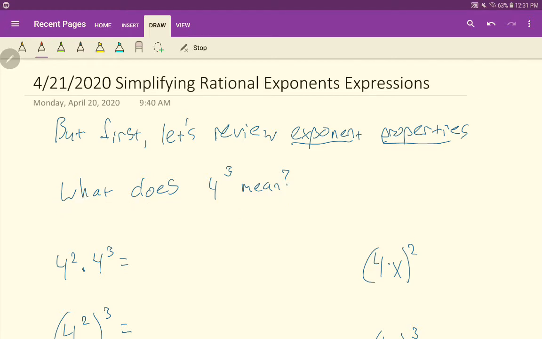Okay, so hopefully you did pause the video there. 4 to the third, remember that exponent tells you how many times to multiply the base. The big number is called the base, and this is called the exponent. The exponent tells you how many times to multiply that base by itself. So we have a base of 4 raised to the third power. So it's going to be 4 times 4 times 4, 4 times itself 3 times. And then you can simplify that, of course, if you want to. So 4 times 4 is 16, times another 4 is 64. So there's your answer.